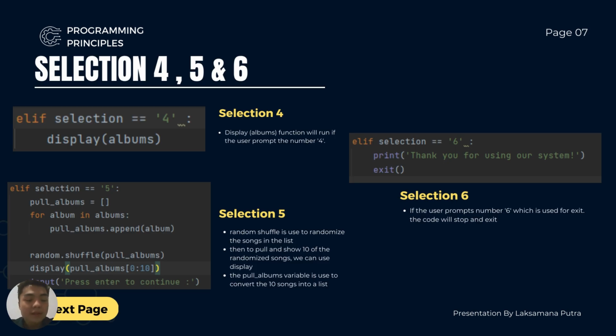In selection 4, the display album function will run if the user inputs number 4, and display album is a function that I talked about in a previous slide. And then selection 5, random.shuffle is used to randomize the songs in the list, and to pull and display 10 of the randomized songs, we can use display(pool_albums) from index 0 to index 10, and pool_albums is a variable that is used to convert the 10 songs into a list. The elif selection 6 is to stop and exit the code. So if the user prompts number 6, then the code will stop and exit.